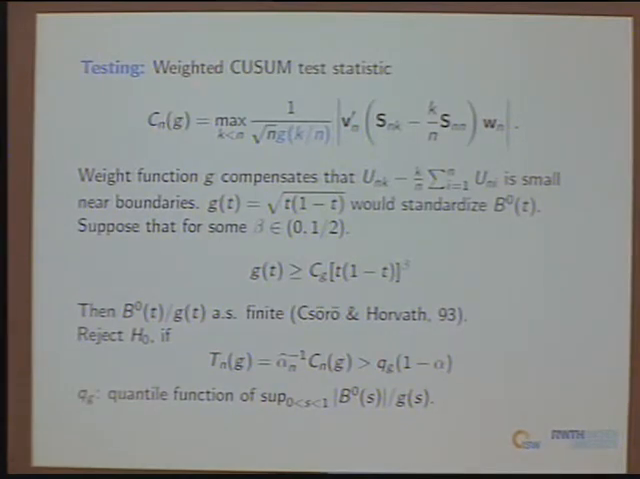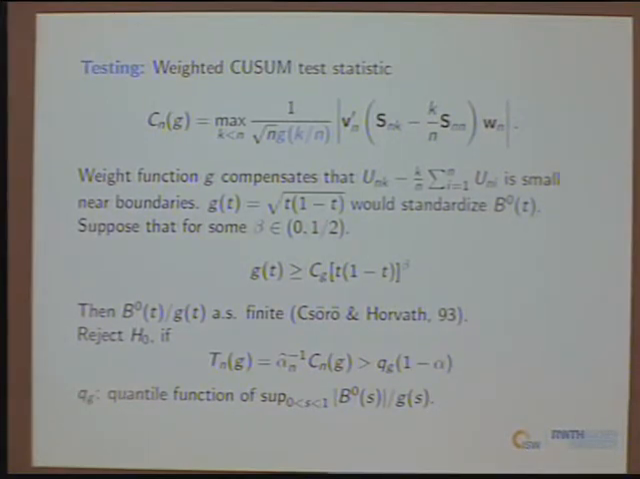So one can also look at the weighted Q-sum statistic. We introduce a weighting function g depending on k over n. This compensates for the fact that these variables u and k are centered at the sample average, so they are small near the boundaries. Having in mind that this is approximately a Brownian bridge, really standardizing would mean that we take the square root of t times 1 minus t. That would standardize the Brownian bridge.